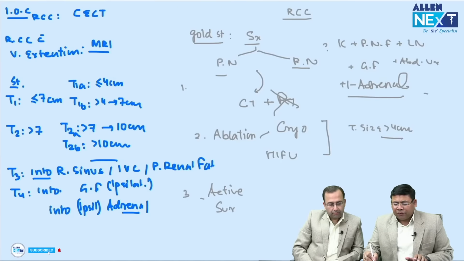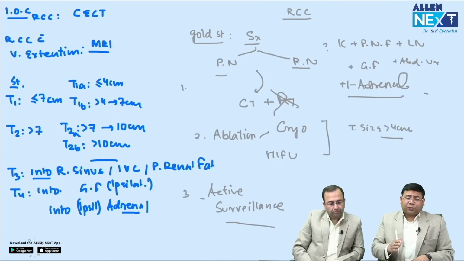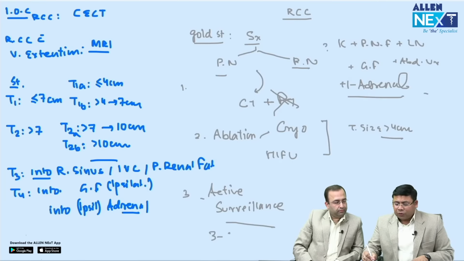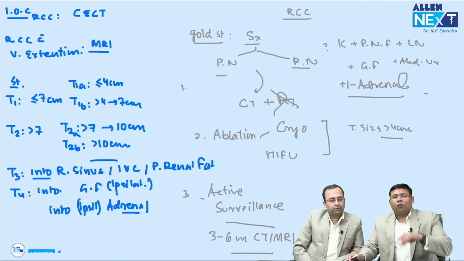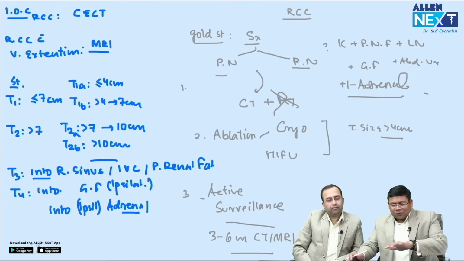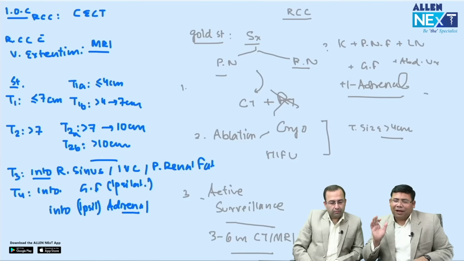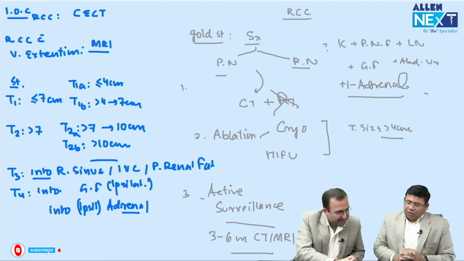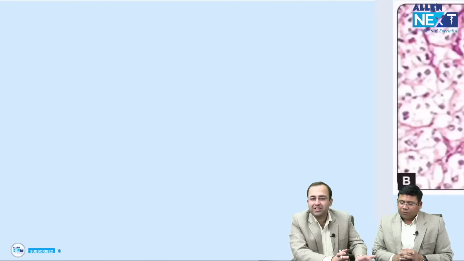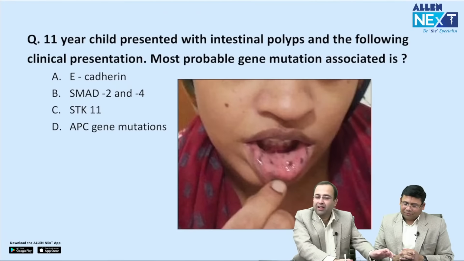So if you have a patient who is elderly, not fit for surgery, or if you have a low suspicion tumor, you can go for 3 to 6 monthly CT or MRI. And the moment you see that the tumor is changing the texture, you can always go for the surgery. So this was all about the RCC that I could have discussed with you in that short span of time. Done. So, sir, this gets us to a last question for this session.